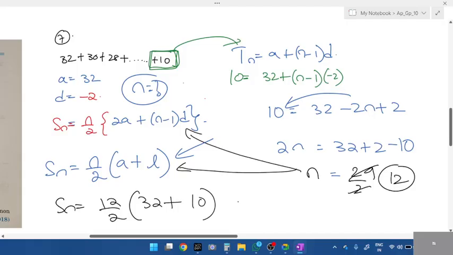Every year they are repeating AP and GP. These types of questions only you get. AP and GP questions.